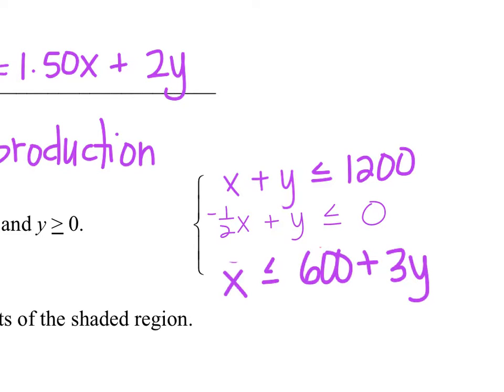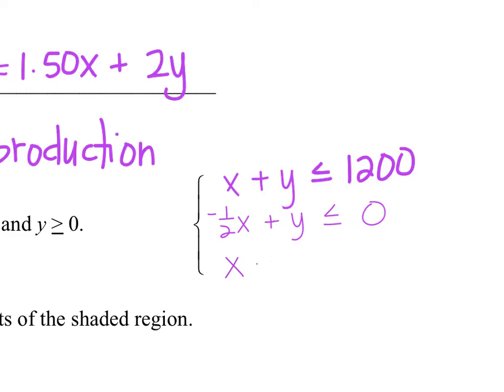All right, we're going to do the same thing for the final equation. I'm going to subtract 3y from both sides, and that will give me the equation that looks like this. And we're doing this so that it's easier to graph. X minus 3y is less than or equal to, and we had 600 left on that side.